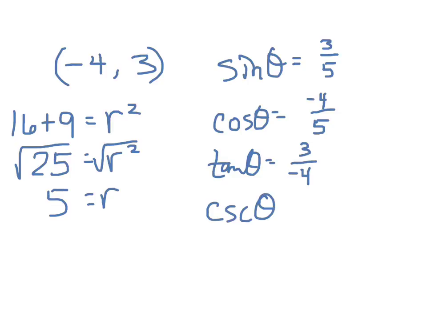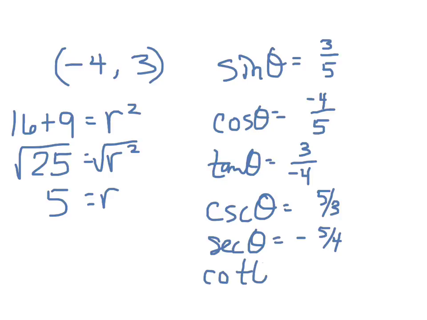Now I just have to write the reciprocals of all those 3. Cosecant is the reciprocal of the sine, so that's 5/3. Secant is the reciprocal of the cosine, so that's negative 5/4. And cotangent is the reciprocal of the tangent, so that's negative 4/3. And I'm done. What do you think? That is what you're going to have to do for the first half of your assignment today. Fairly simple?